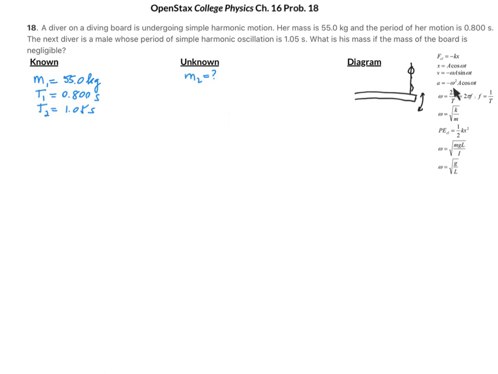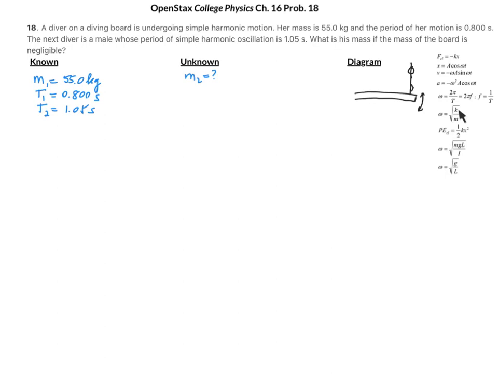Then we have a set of three equations here that describe the motion. So x is the displacement from equilibrium, and that's equal to the amplitude of the motion times cosine omega t. Taking the derivatives, we get velocity and acceleration. Then here we have the angular frequency of oscillation. So that's 2 pi divided by the period, or 2 pi times the frequency, and that's because frequency is 1 over the period. Then we have another equation for angular frequency, and that is the square root of k over m.